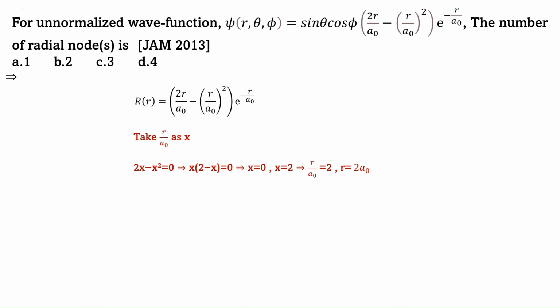Now as we know, at x equals 0 the value of r is 0, that is the origin, and the origin is never a node. So we have only one solution except x equals 0, that is x equals 2, and by putting x equals 2 we get r equals 2a0. So we can easily understand that we have only one node in the wave function, at r equals 2a0. So our correct option is option A, that is 1.